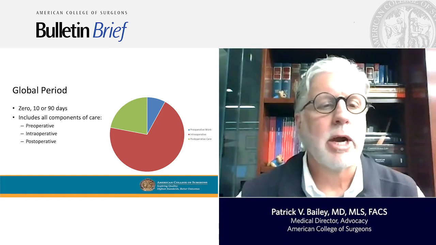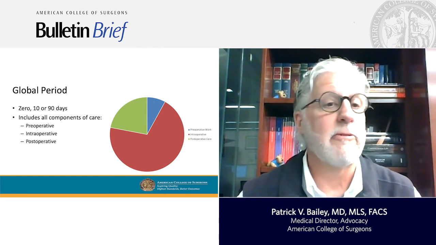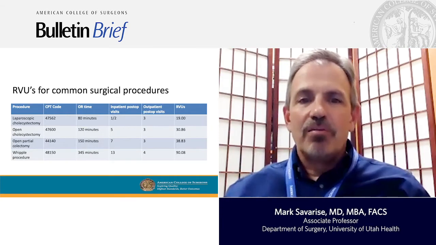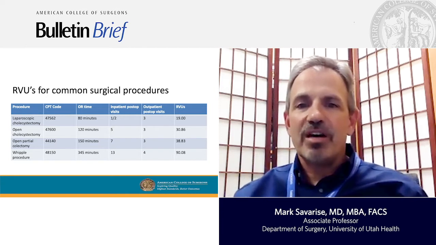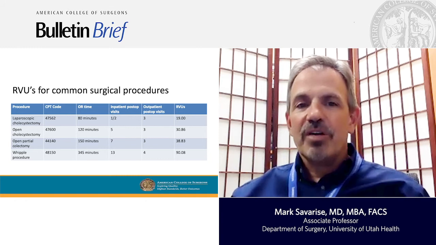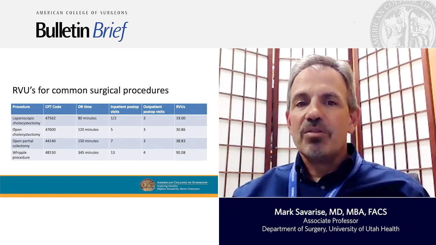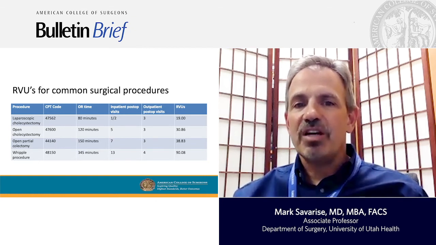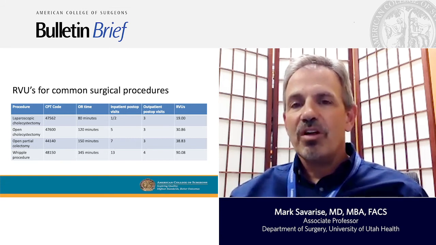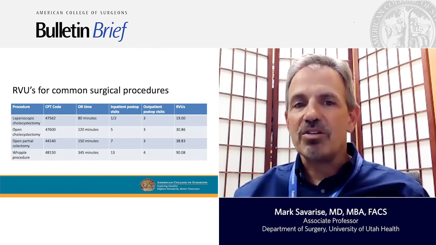So Mark, can you give us some examples of some RVUs for some of our more common procedures? Yeah, sure. Here's a table that lists some pretty common surgical procedures as benchmarks, going from laparoscopic cholecystectomy, open cholecystectomy, partial colectomy, and Whipple procedure. What's interesting about this is you can look at the OR time for each of these procedures, the number of visits considered typical for inpatient and outpatient post-op for these, and what that equates to in the RVUs. And you can see that, for instance, open cholecystectomy is worth about 50% more RVUs than laparoscopic cholecystectomy based on the combination of those things.